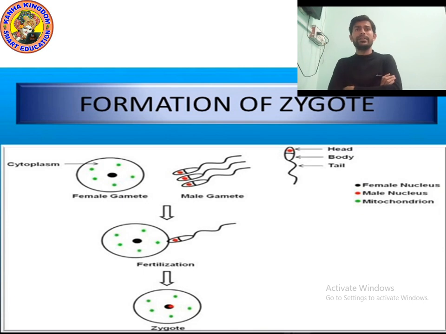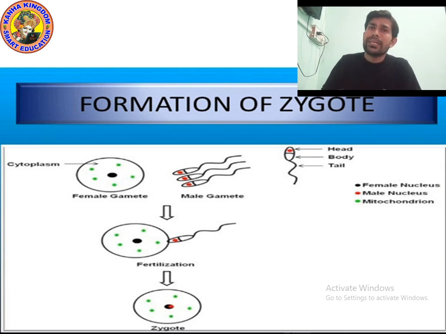And it constitutes the first stage. Formation of the zygote is the first stage. Then in the second stage the embryo is formed, in the third stage the fetus is formed, and in the fourth stage the individual baby is developed.